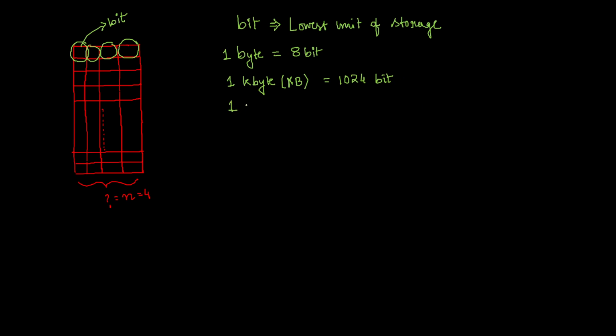Similarly, 1 megabyte, we have, this is MB, 1024 KB, sorry, KB. Similarly, we have 1 GB, means gigabyte, is 1024 megabyte. 1 terabyte equals 1024 gigabyte.